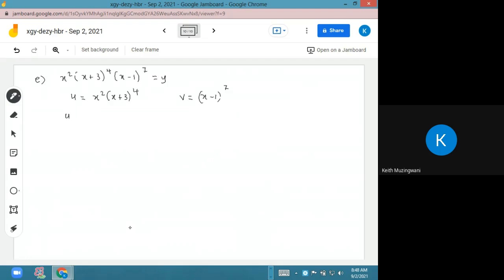When differentiating u, you use product rule, so you are going to have 2x and fix the other one, plus you drop 4, maintain x squared multiplied by x plus 3 to the power 3 multiplied by 1, which doesn't change anything, and then v prime is going to be 7 x minus 1 to the power 6 multiplied by 1, and then dy dx, as usual, is u prime v plus v prime u.